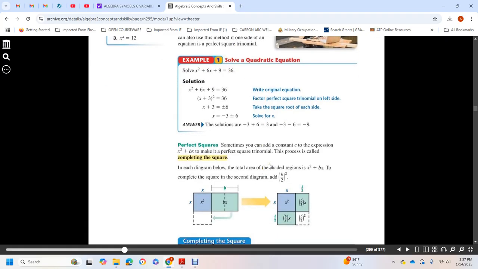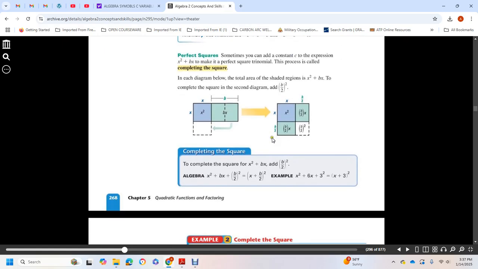Sometimes you can add a constant c to the expression x squared plus bx to make a perfect square trinomial. This process is called completing the square. Each diagram below shows the total area of x squared plus bx, and the total completes the square. The second diagram added b over 2 squared. Completing the square: to complete the square of x squared plus bx, add b over 2 squared.